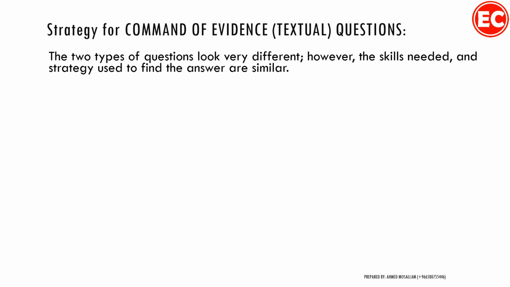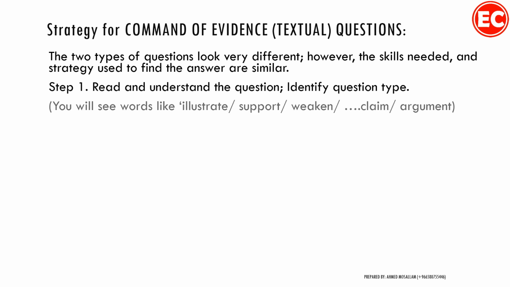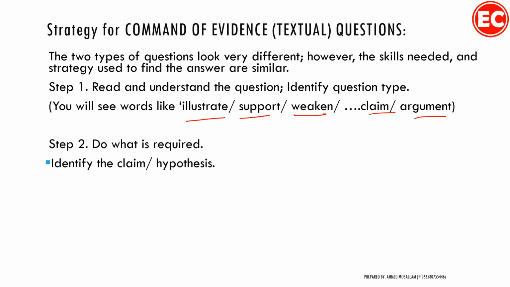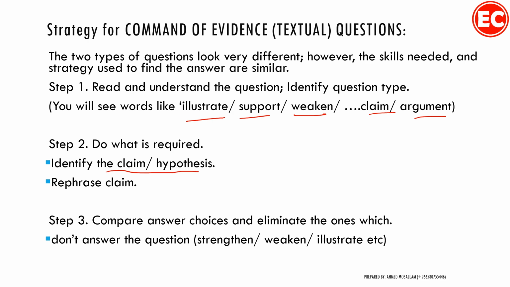These are two types of questions, but they have the same strategy. First of all, you read the question and understand it. You see words like illustrate, support, weaken, strengthen, claim, argument, hypothesis, so all these words you may find in the question. Then do as required: identify the claim or hypothesis. It is very important to know where to go first. Then rephrase the claim in your mind, and then compare the answer choices, and eliminate the ones which do not answer the question or are irrelevant.